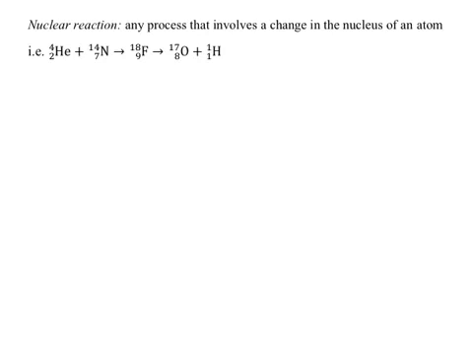For example, if we combine an alpha particle with a nitrogen nucleus, then the result is an unstable form of fluorine. Well, this unstable form of fluorine has a new nucleus, so a nuclear reaction occurred. But this unstable nucleus disintegrates into two stable isotopes, one of which is oxygen and one is hydrogen.